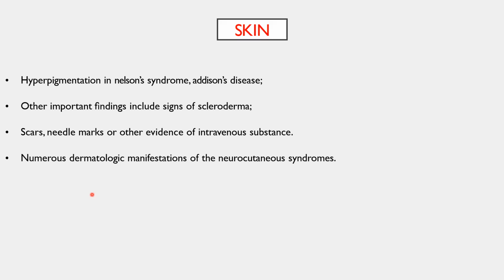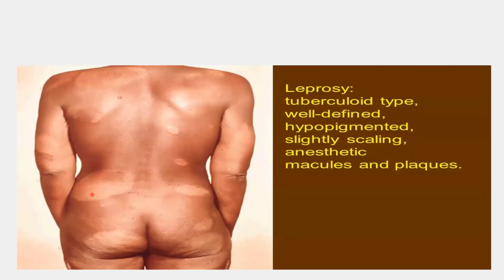Hyperpigmentation can also be seen in Nelson syndrome, Addison's disease, and other skin changes like tightness of the skin and pits are seen in scleroderma. Scars or needle marks are seen in intravenous substance abusers, and there are numerous dermatological manifestations of the neurocutaneous syndromes. As all of you know, neurocutaneous markers are manifestations that involve both skin and the central nervous system. We'll see later. This is leprosy, tuberculoid type, a well-defined hypopigmented patch with slight scaling associated with anesthetic patches.